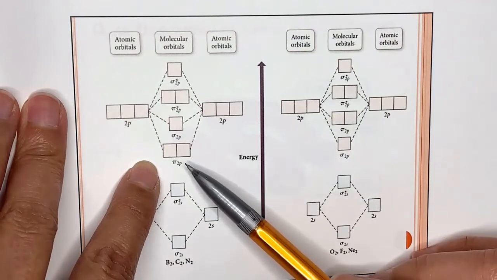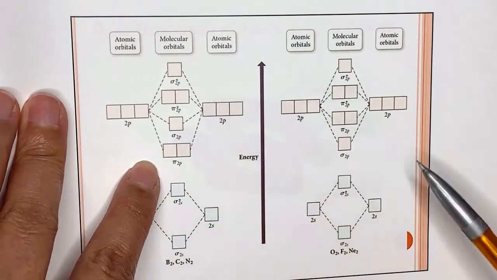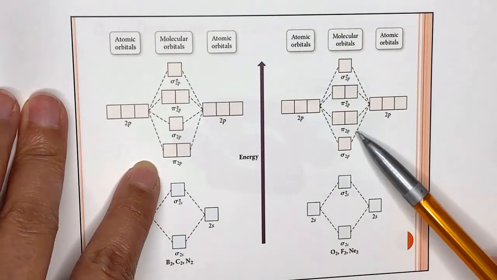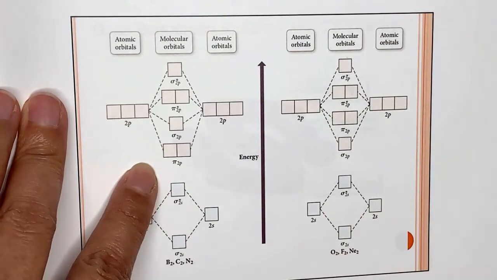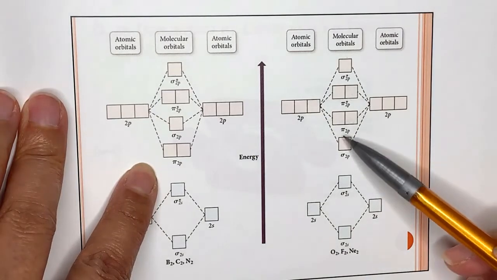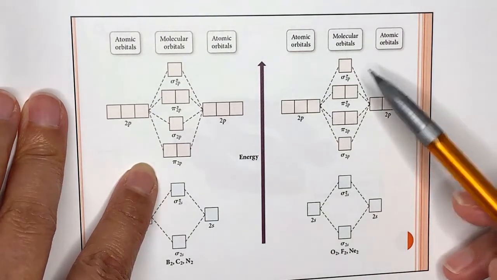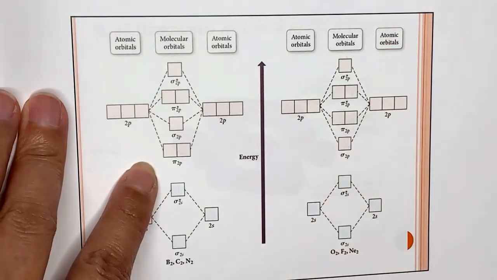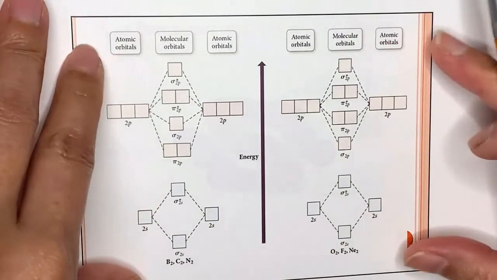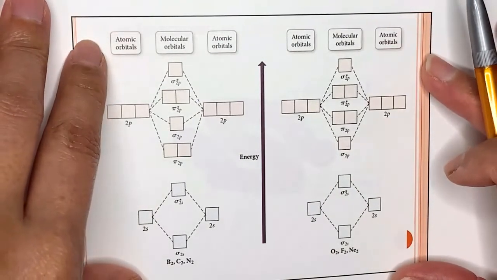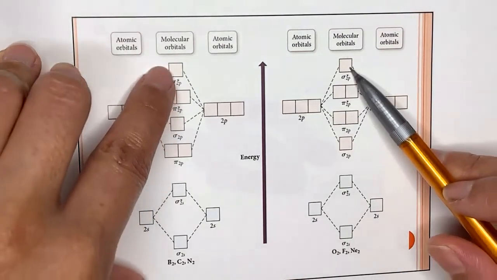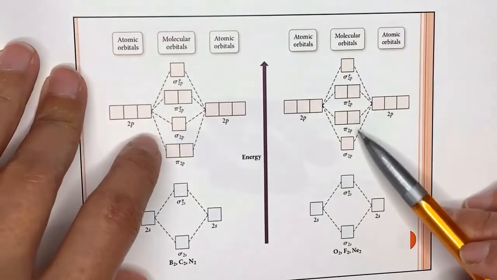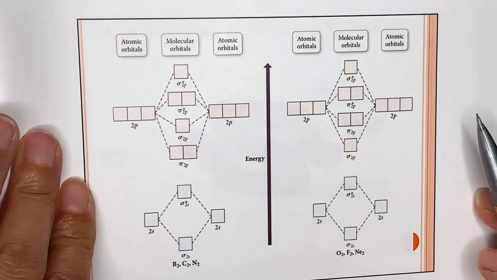You see how this one is pi, sigma, pi star, sigma star? This one is sigma, pi, pi star, sigma star. This is a little bit different. But you can still fill in the bottom ones first before you fill in the top. Always remember, fill the bottom and then the top. Now, because of this difference here, when you calculate bond order, you have to remember which one's the anti-bonding and how they get filled first. So the bond order might come out a little bit different.